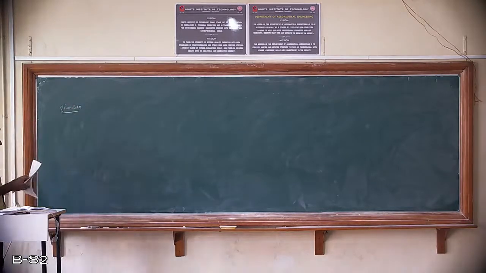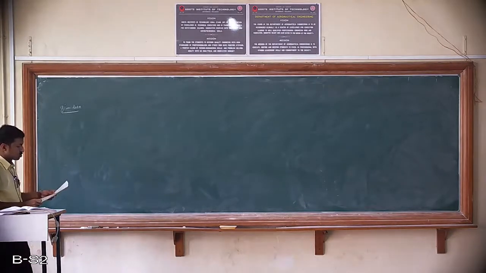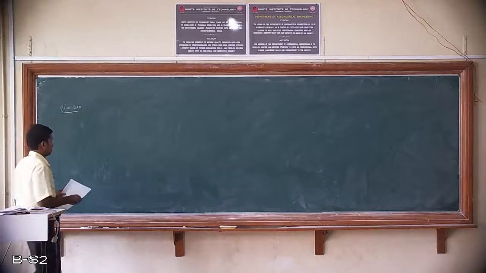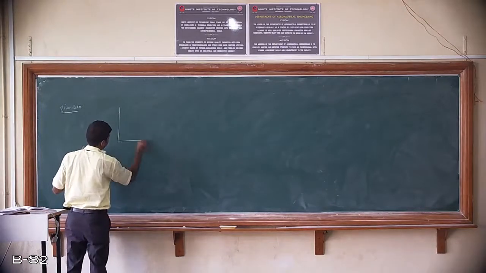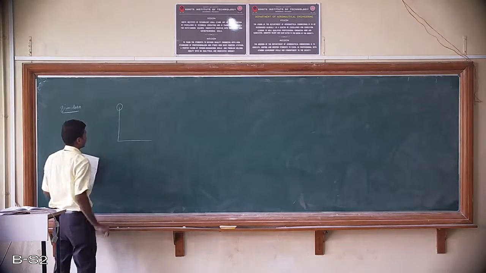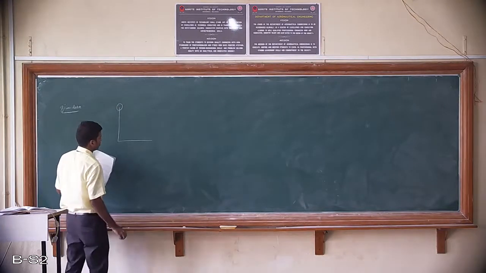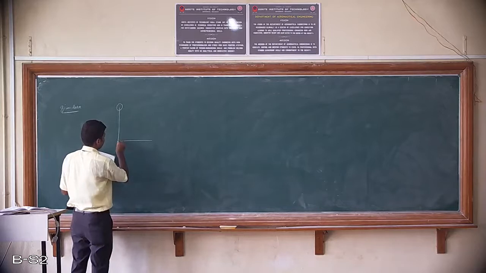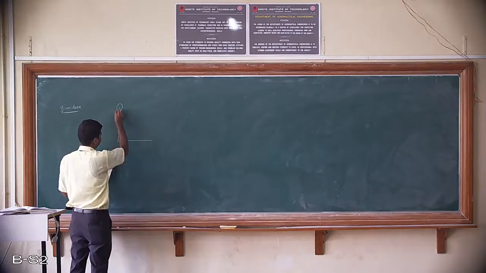In a spring-loaded governor of Hartnell type, the lengths of the horizontal and vertical arms of the bell crank lever are 40 mm and 80 mm respectively. So please understand what is given: lengths of the horizontal and vertical arms. So these are the arms, and here I will be having a mass ball.